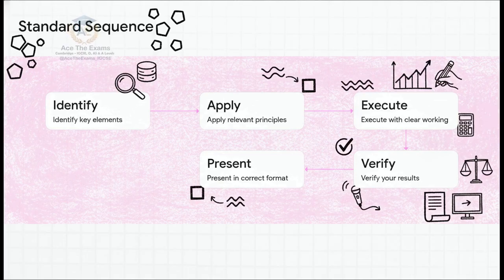Here is the exact algorithmic procedure you must memorize. Step 1. Identify the key elements in the scenario, and circle the command word first. Step 2. Apply the relevant SQL DML principles. Step 3. Execute your analysis with crystal clear working. Step 4. Verify your results. And Step 5. Present it all in the appropriate format. Following this exact legal sequence ensures that your answers transition from those messy red pen marks into beautiful, full-credit green check marks every single time.